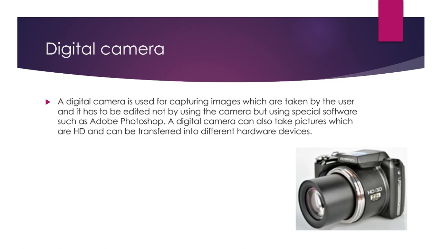So a digital camera, many people don't really realize that a camera is a type of hardware component. It's used for capturing images which are taken by the user. And it has to be edited, not using the camera. So you can't use the camera to edit because you're only capturing raw footage or capturing images. Raw footage is basically the moving image that's been filmed.